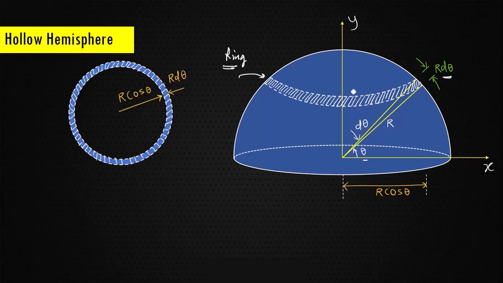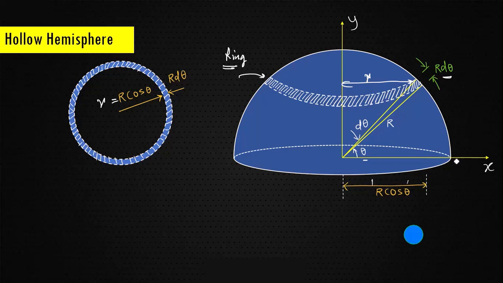Now what is the radius? If I say this small r is the radius of the ring, what is small r? Small r is r cos theta. This is a smaller number, that is r cos theta, because I am taking theta from this x-axis. So small r becomes r cos theta, that is our radius.